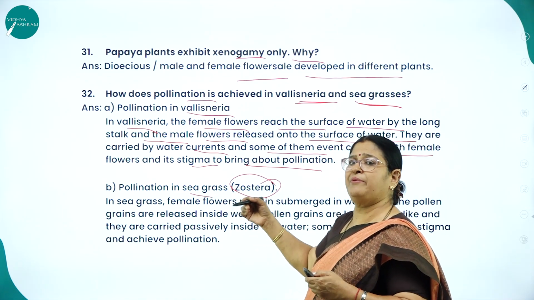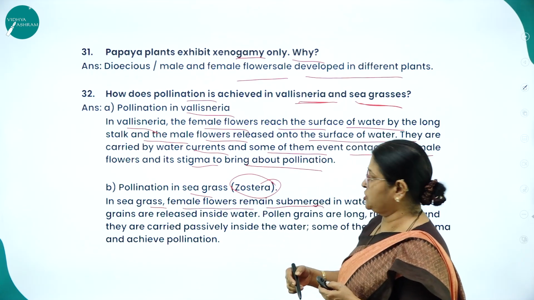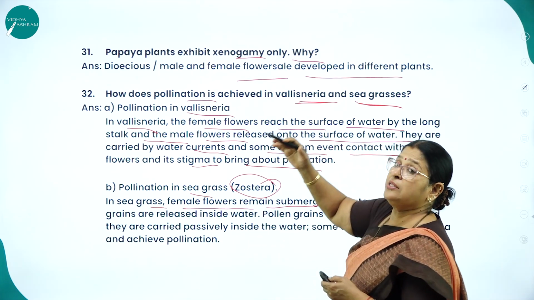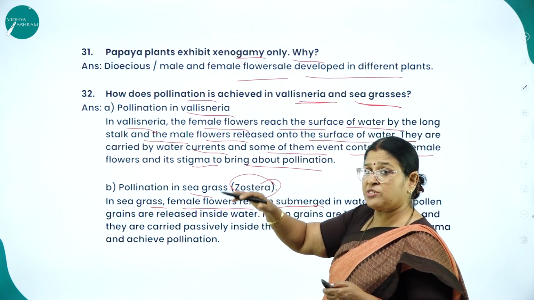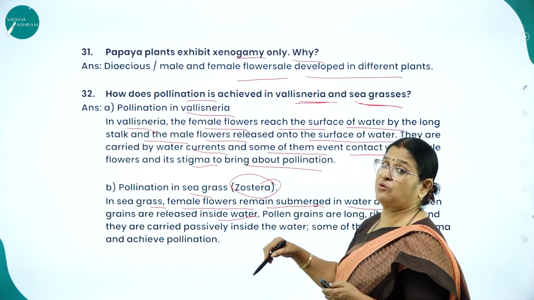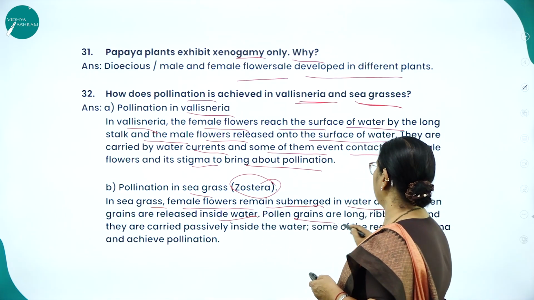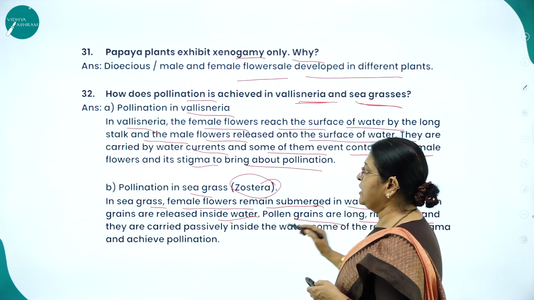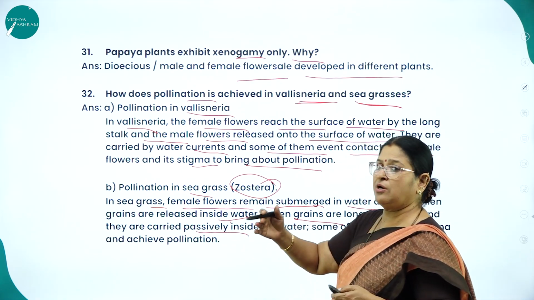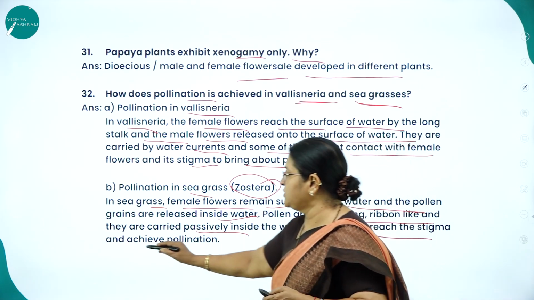So it is a little bit opposite. Here you can see in seagrass, female flowers remain submerged, whereas the male flowers are floating on the surface of the water, and the pollen grains are released inside the water. They are on the surface of the water. Here it is inside the water. Pollen grains are long, ribbon-like, and they are carried passively and slowly through the water current. Some of them reach the stigma and achieve pollination.